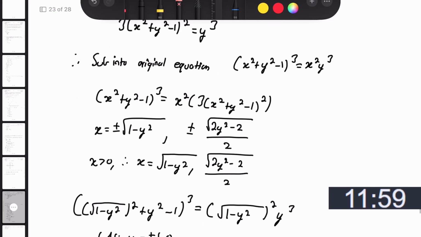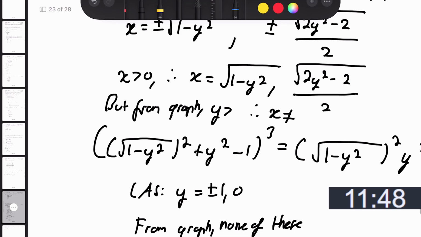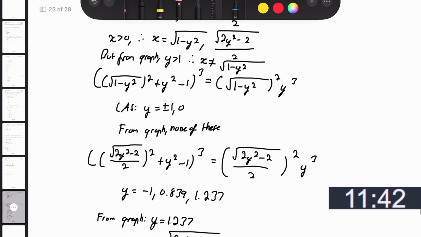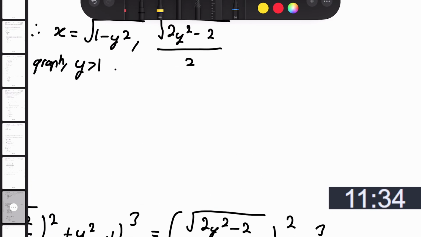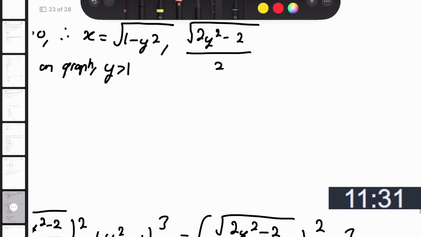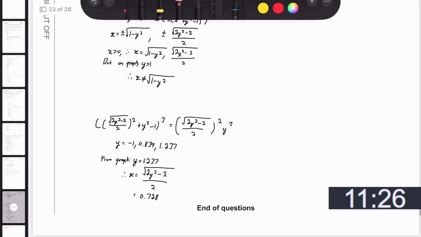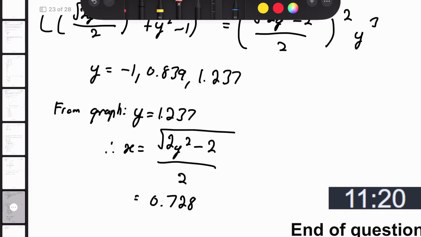Oh wait, I can say from here, but from graph, y is greater than 0, therefore x cannot equal this one. So I can just get rid of this whole thing here. Delete. y is greater than 1, therefore x cannot equal 1 minus y squared. So it's that. But it says it's 0.728.